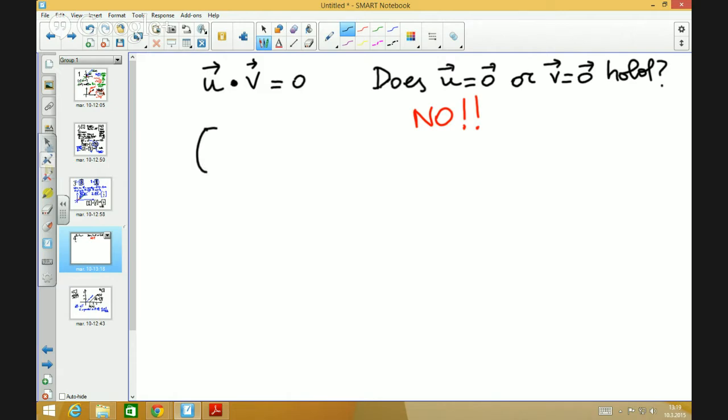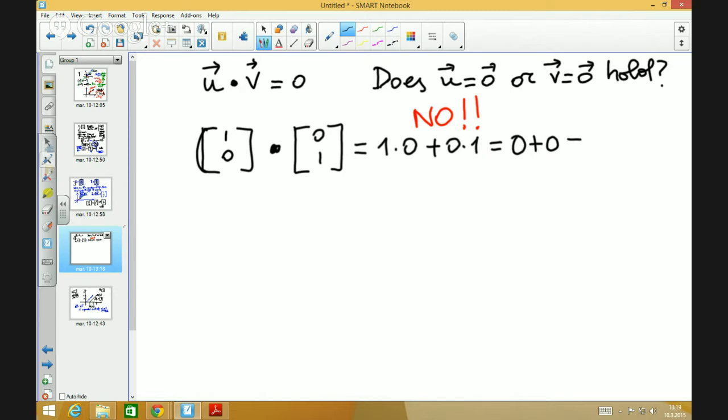Okay, let's take (1, 0) and (0, 1). Their dot product is 1 times 0 plus 0 times 1, which is equal to 0 plus 0, which is 0. We will see in a few minutes that the fact that the dot product of these two vectors is 0 tells us something geometric about these two vectors.